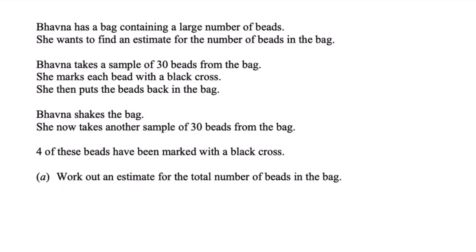So let's read through the information. This is a worded problem, so there's a lot of information that we need to take in. Bhavna has a bag containing a large number of beads. She wants to find an estimate. She takes a sample of 30 beads from the bag. She marks each of these beads with a black cross, and then she puts the beads back into the bag. We don't know how many beads there are. We've just picked out a sample of 30 beads from the bag. She now shakes the bag, and takes another sample of 30 beads from the bag. And now we realize that 4 of these beads have been marked with a black cross. That's the important information that we need to take in.